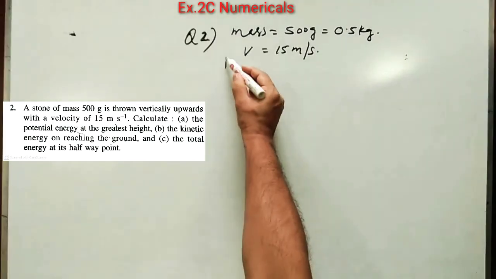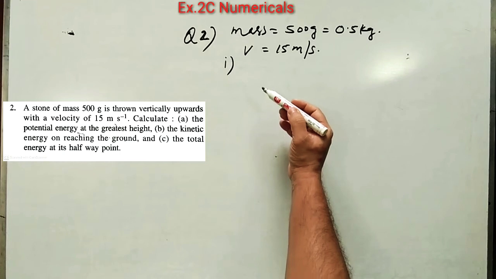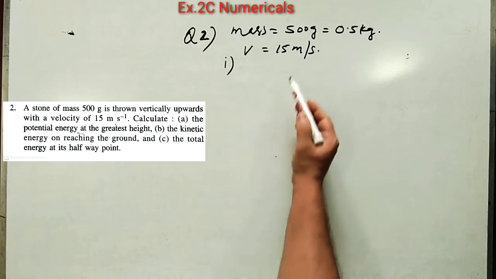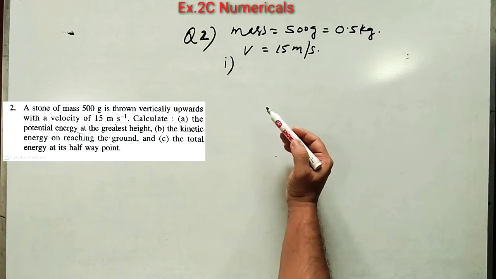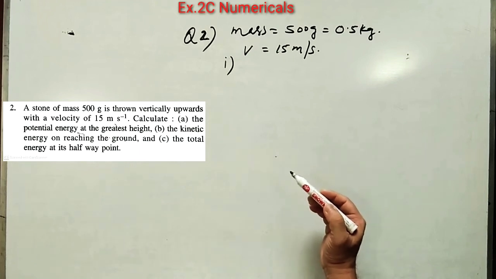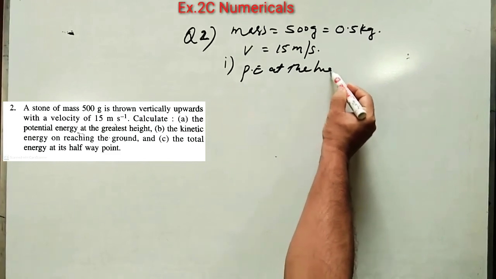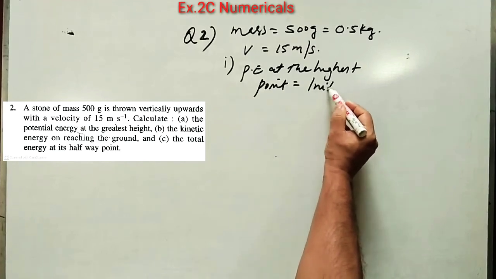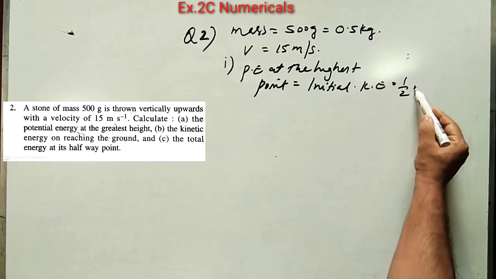So first you have to calculate the potential energy at the highest point. As you know, here the stone is being thrown up, going vertically upwards with a certain velocity, 15 meter per second, and possesses kinetic energy. When a body goes up, its initial kinetic energy decreases and the potential energy goes on increasing by the same amount. So I can write potential energy at the highest point is equal to initial kinetic energy. Clear?